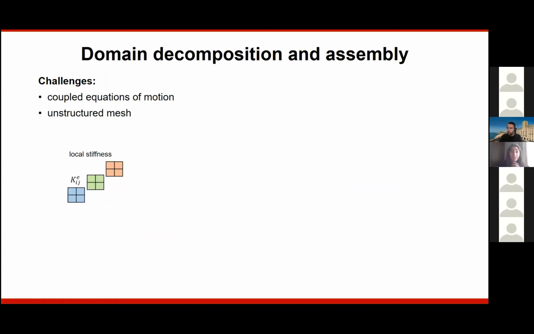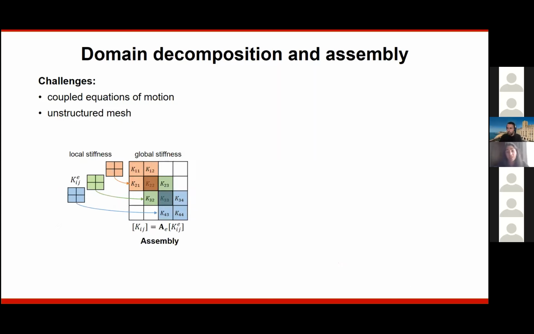Another issue has to do with the coupled equations of motion and the unstructured meshes that we tend to have in finite element analysis. So as we take each of our element stiffness matrices and assemble them into the global stiffness matrix, we're accessing multiple memory addresses at once. The issue with this is that every iteration of the for loop on a GPU is done at the same time. And so there can be race conditions as you're trying to add element contributions to the global stiffness matrix.